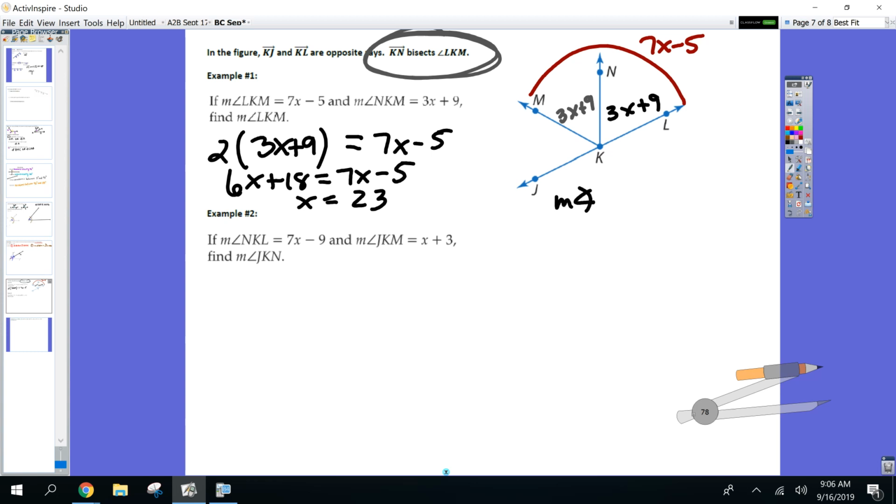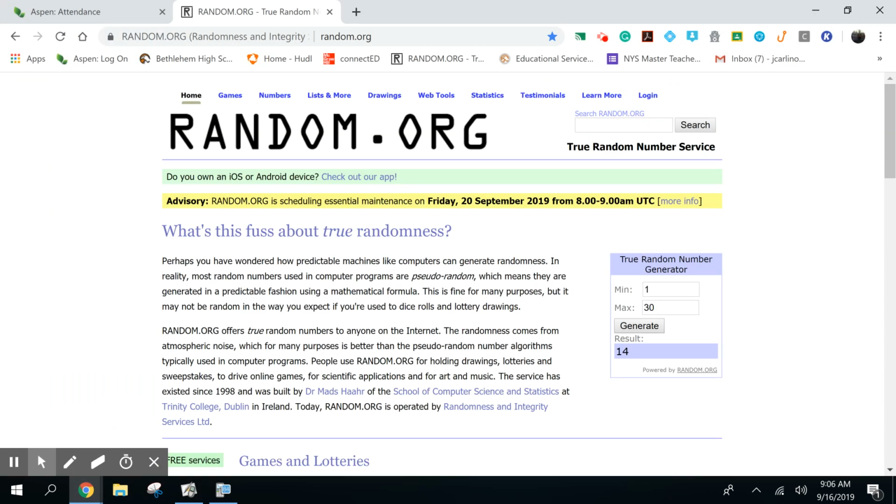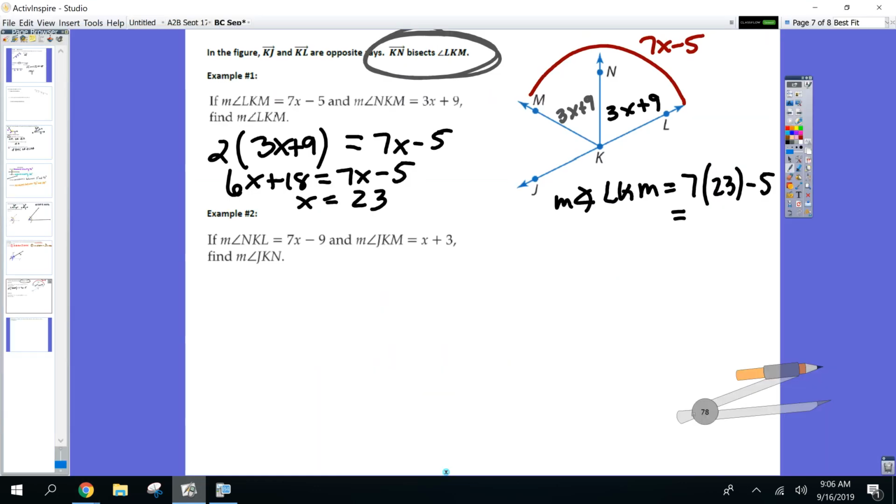The measure of LKM, got to plug and chug, right? So I'm going to take that 23 and plug it in for 7x minus 5. And when you're ready, let me know what angle measurement you do get out here. Oh, 7. Hi, Aaron. That is you.